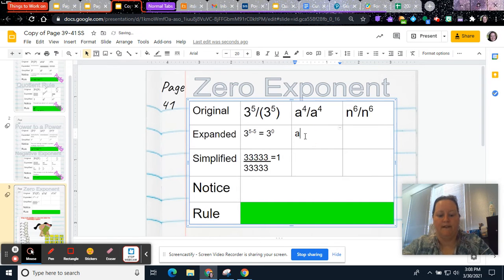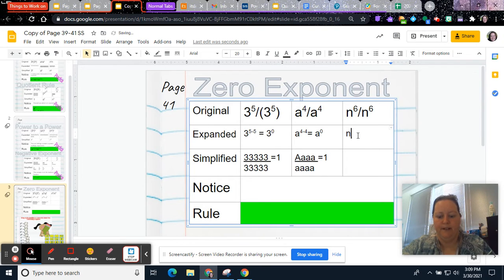Let's try it here. If I look at it from a division standpoint, I'd have a to the 4th minus 4, and then that equals a to the 0 power. 4 minus 4 is 0. If you look at it long ways, you have your 4 a's, and then when you divide them by 4 a's, they all cancel out, and so all you would have left is 1. And so again, anything to the 0 power will equal 1.